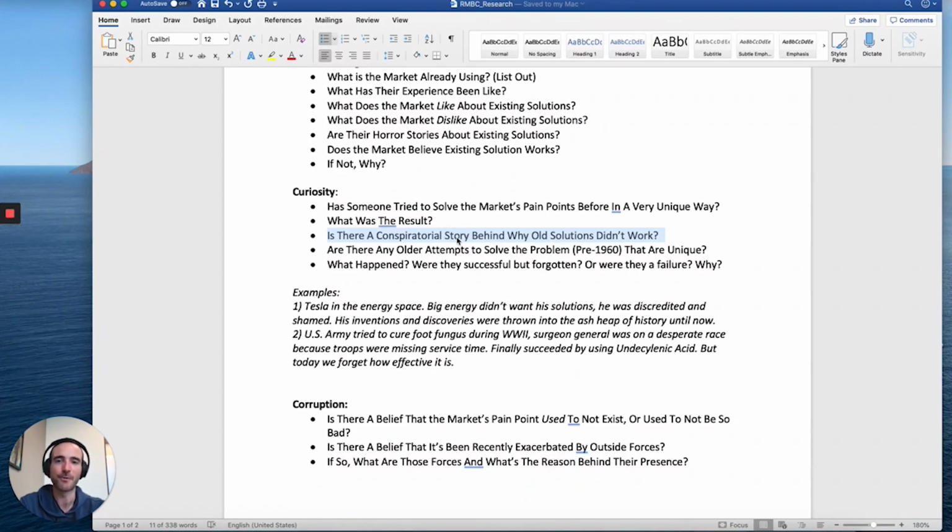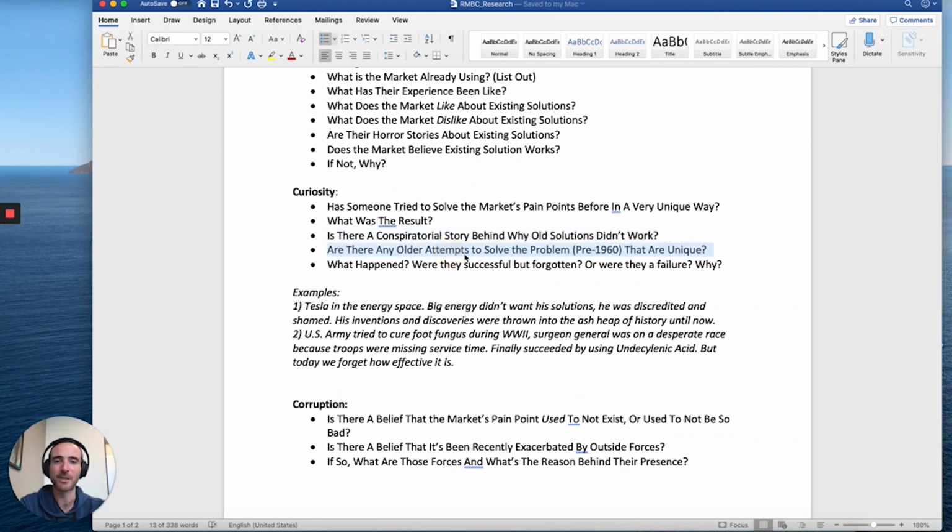Ideas in health conspiracies about how people don't want remedies getting out, or big pharma is really after you, or in finance, the billionaires and Wall Street fat cats don't actually want you to succeed. There's a lot of surprising and interesting conspiratorial stories throughout history, and those can make for really great sales copy. So that's why we're looking for this.